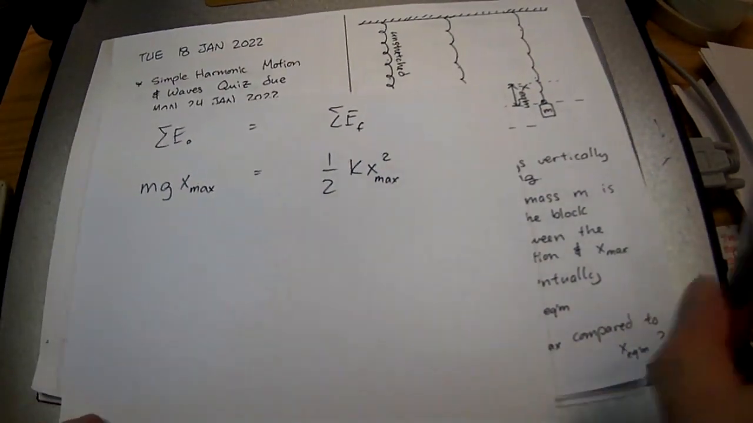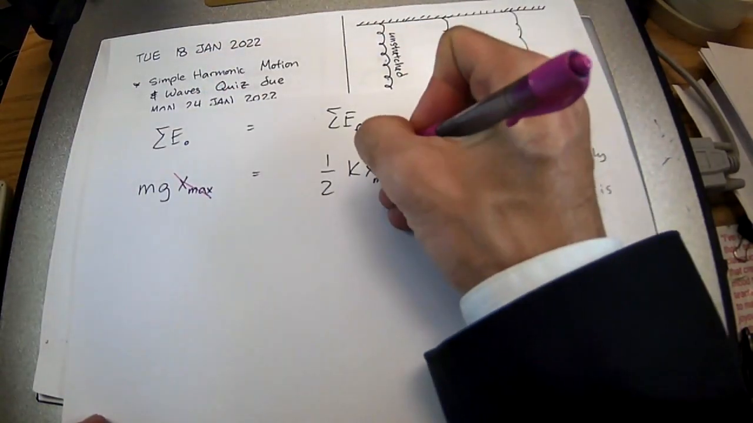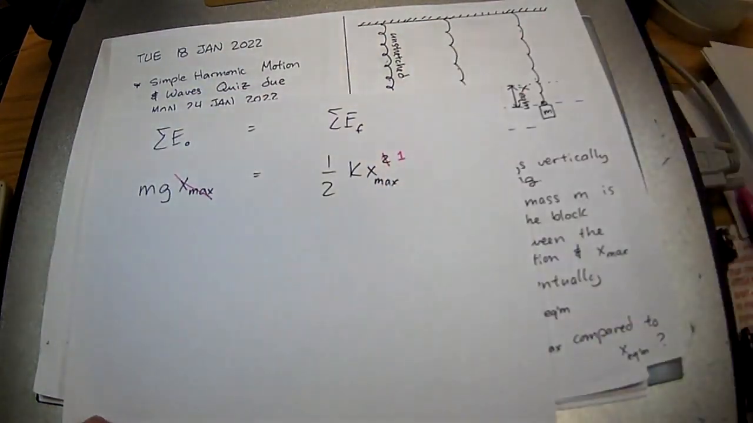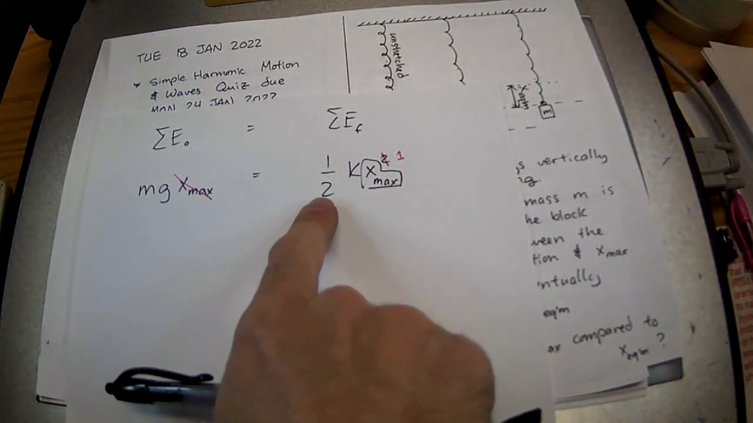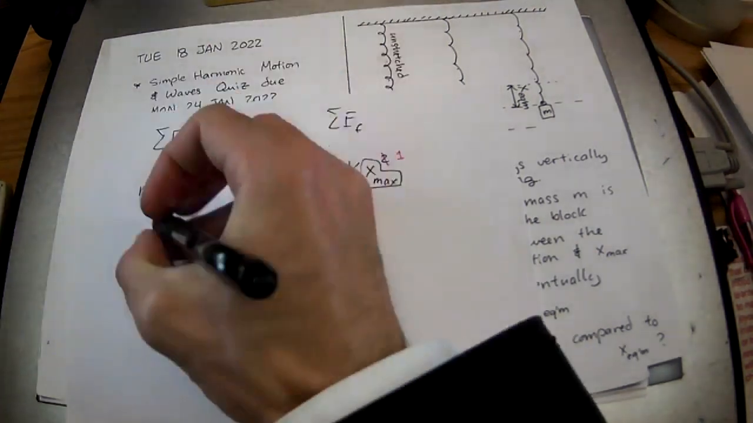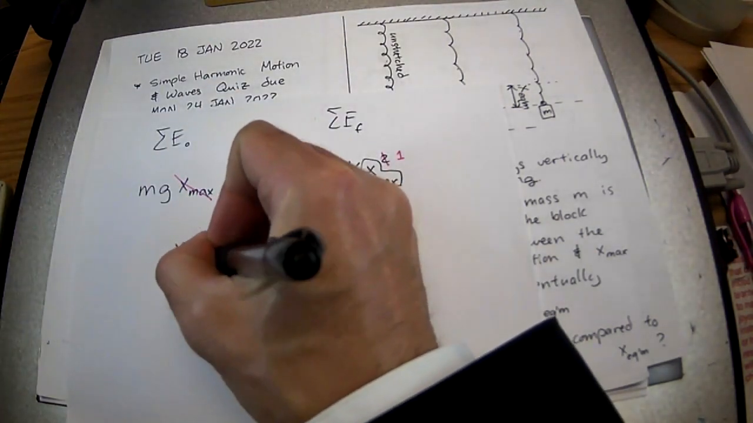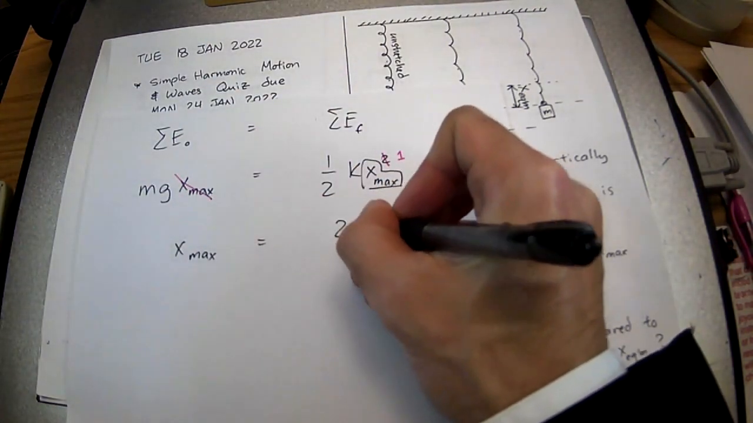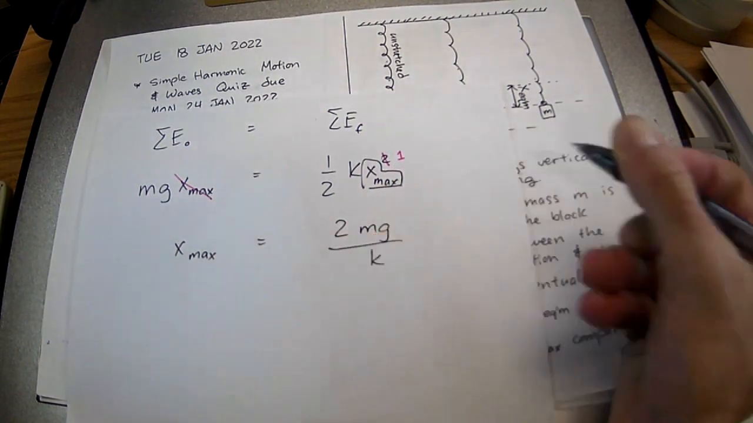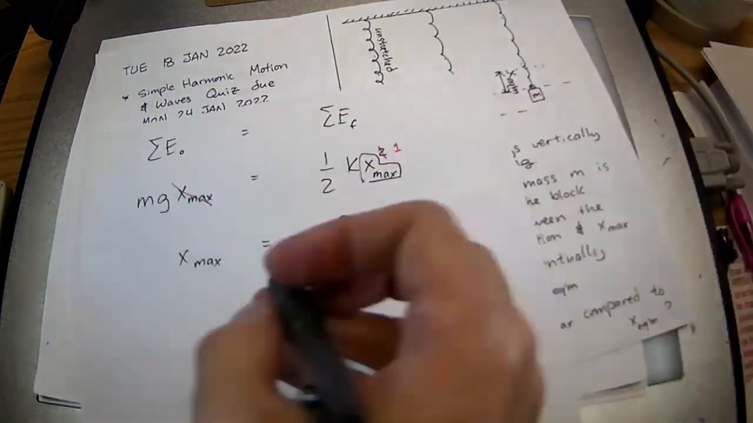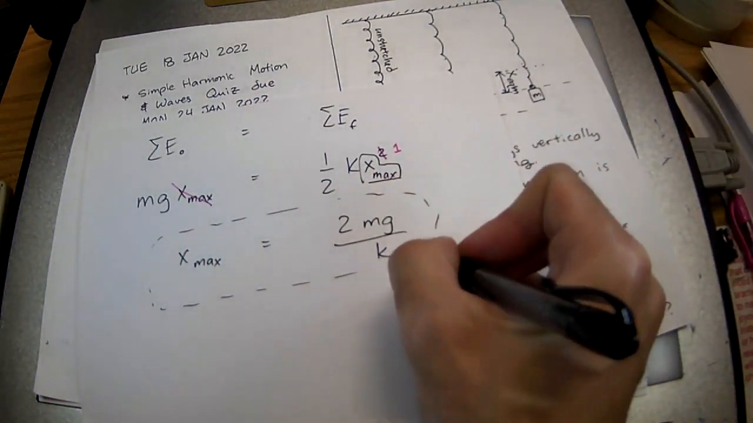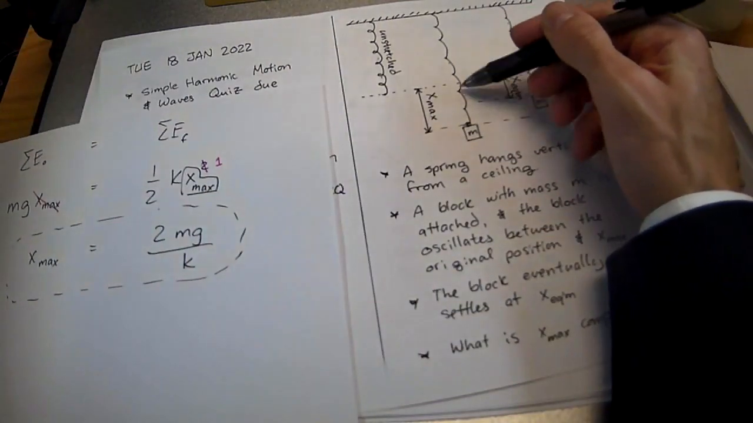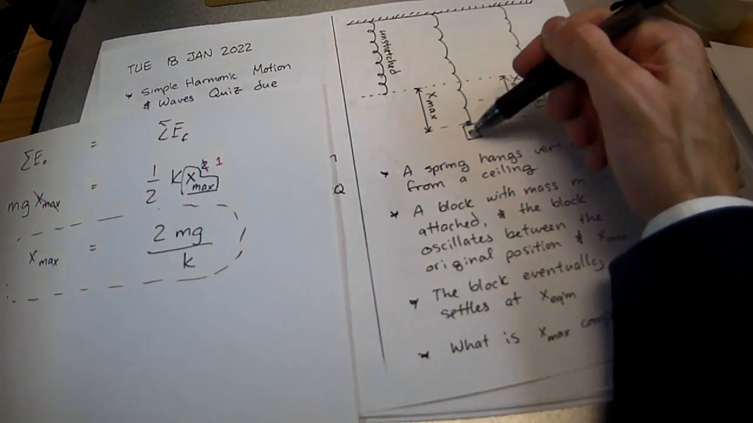So we got that. Now you see that x max, well, one of them is going to cancel out. So this cancels out with this, and the power reduces to 1. And we're solving for this right here. A couple of algebra moves: cross multiply the 2, divide down k. x max equals 2mg over k. There you go. If you know the mass, the gravity field, and the spring constant, you can figure out the maximum distance it'll go before it oscillates back. Remember, it's oscillating back and forth between these 2 points.